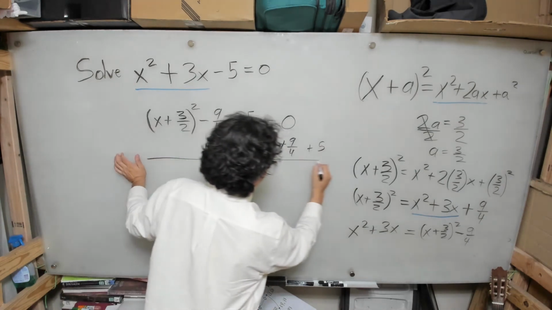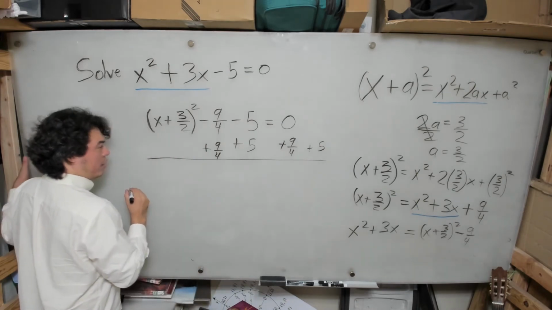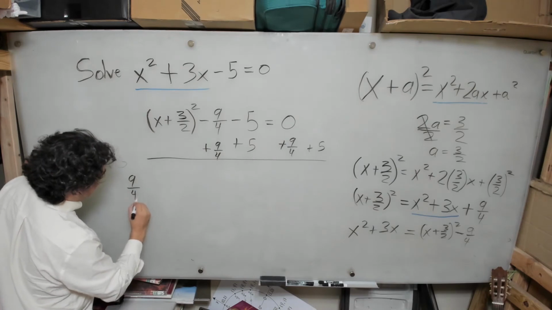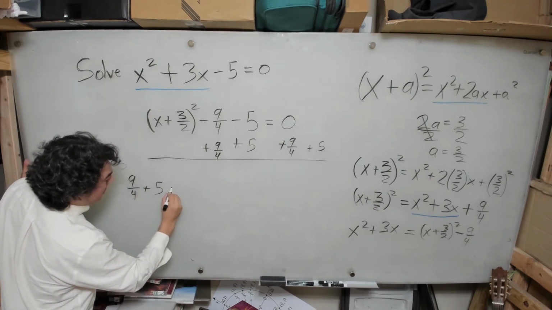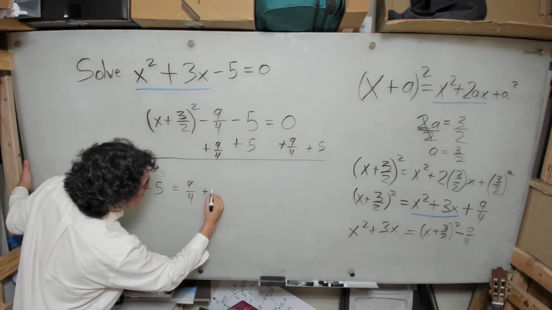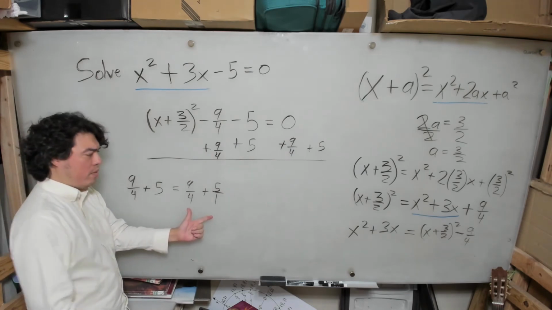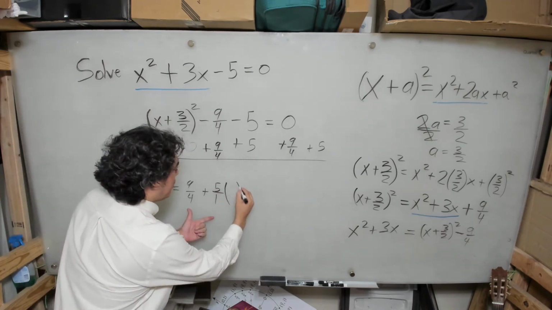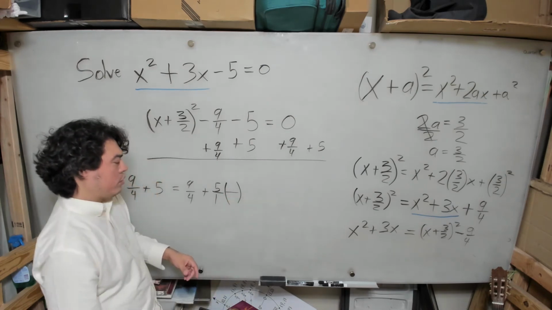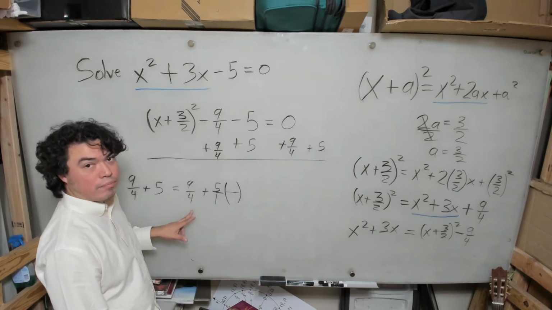Okay, and I'm going to put my line here. Now, briefly, over here, I'm going to calculate what is 9/4 plus 5. 9/4 plus 5 is the same thing as 9 over 4 plus 5 over 1. But they don't have the same denominator, so I'm going to multiply, in this case, this fraction by a fraction such that the denominators are going to be the same.